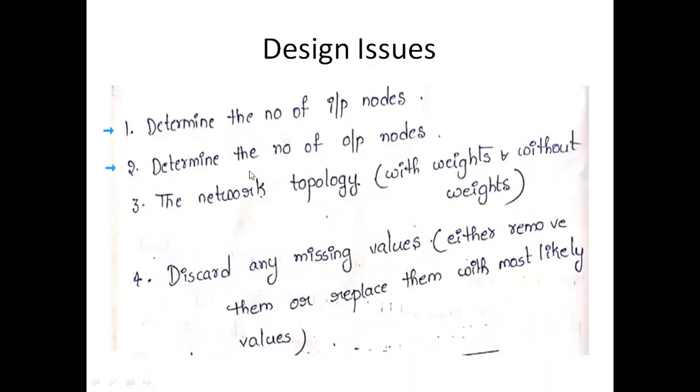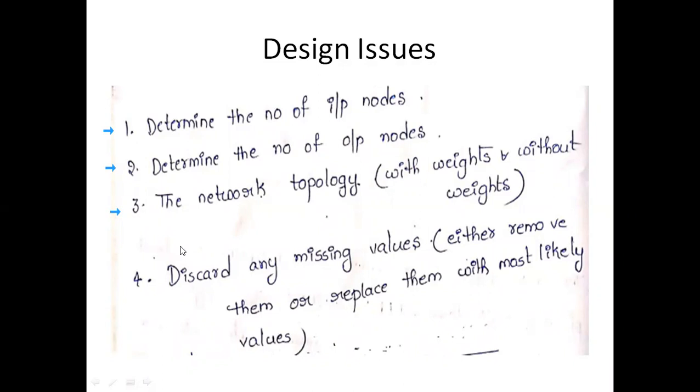What is the second point? The second point is to determine the number of output nodes. How many inputs are there? How many outputs are there? You should determine these first of all. The third one is the network topology. Network topology means the connections between the input layer and output layers, or between the three layers, and whether each and every connection should have a weight or not.